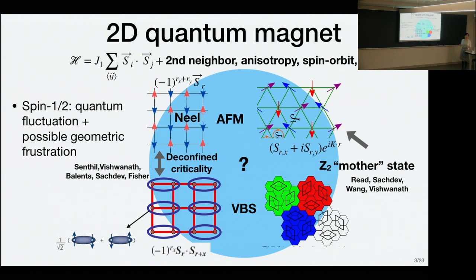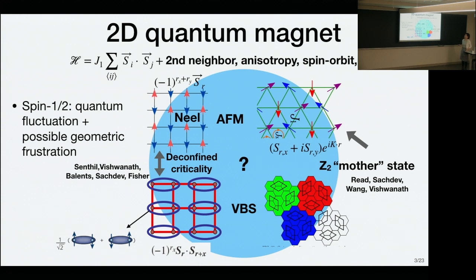I think for the audience here, we don't need much recapitulation on 2D quantum magnets. It's one of the central research areas of condensed matter physics, and typically people consider the Hamiltonian with Heisenberg interaction plus some spin orbit coupling or anisotropy term. What makes these 2D quantum magnets so interesting is the combination of spin 1/2, which enhances quantum fluctuation, and also some possible geometric frustration.